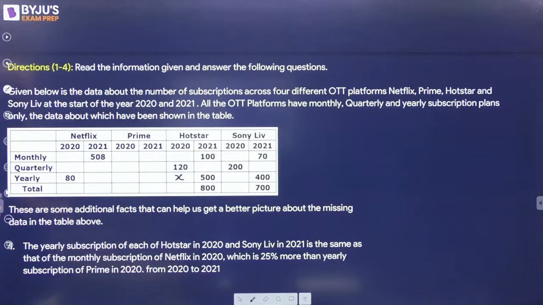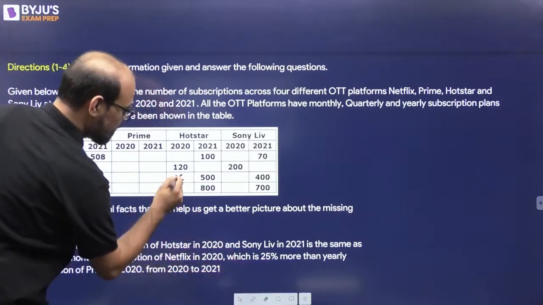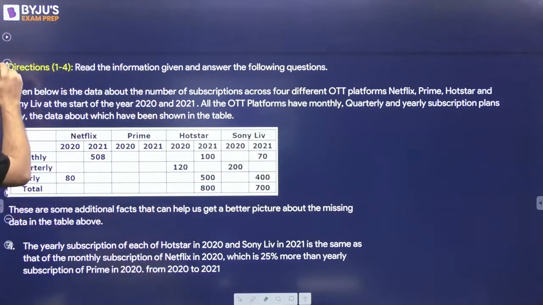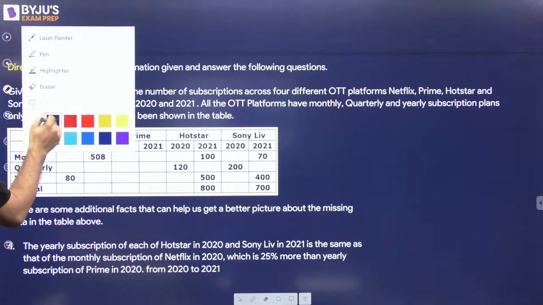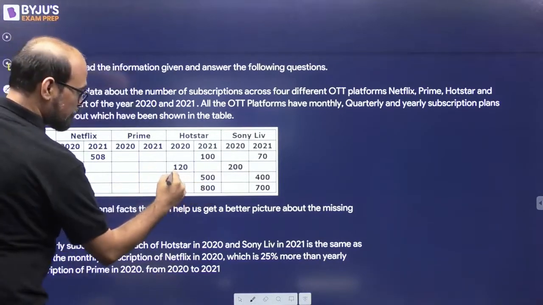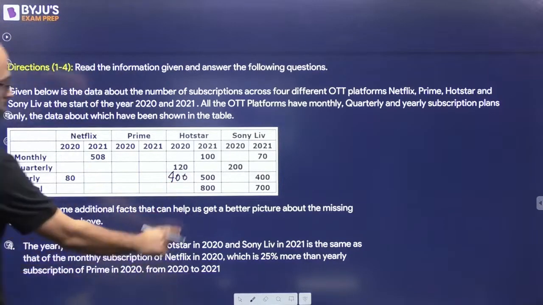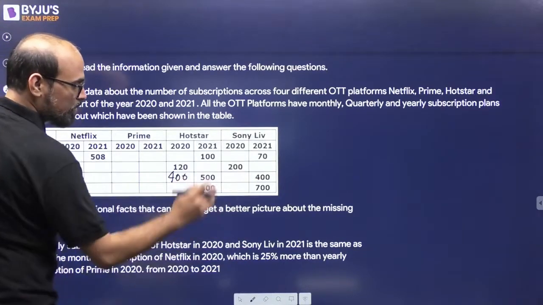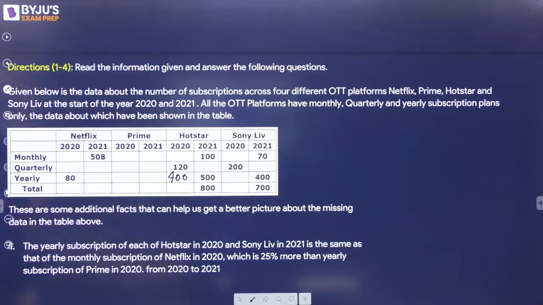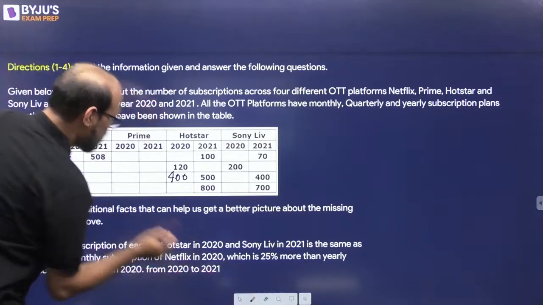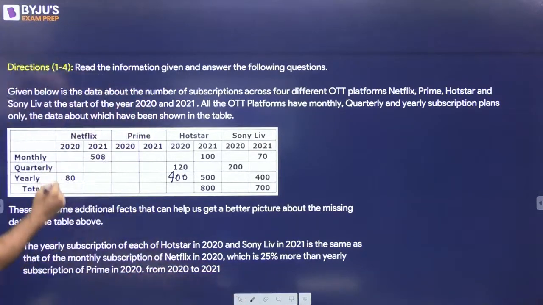So we can say that it is going to be the same, right? So this turns out to be, if this is 400, can we say this is going to be 400 as well, right? Because Hotstar in 2020 and Sony Live in 2021, each of them is same as that of monthly subscription of Netflix in 2020. Now this value is given as 400 only, right? This is not going to change.